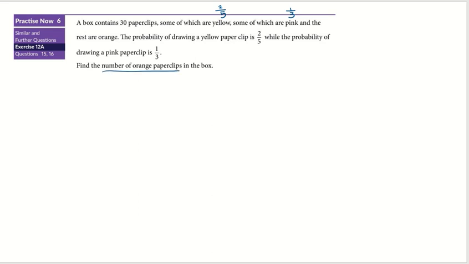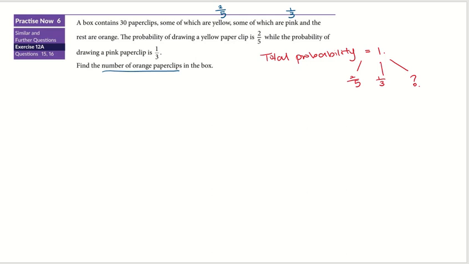First thing first, the question you need to ask yourself is, if I have yellow, pink, and orange, the total probability for me to draw any of the clips is always going to add up to be 1. It is always 1, correct? Which means to say, since the chance of drawing yellow is 2/5 and the chance of drawing a pink is 1/3, I now can find the chance of drawing an orange paper clip, correct?